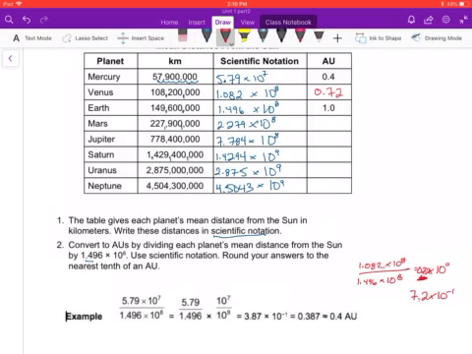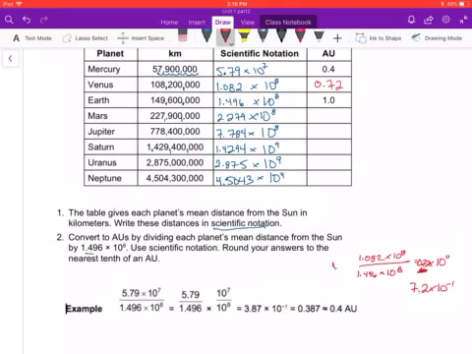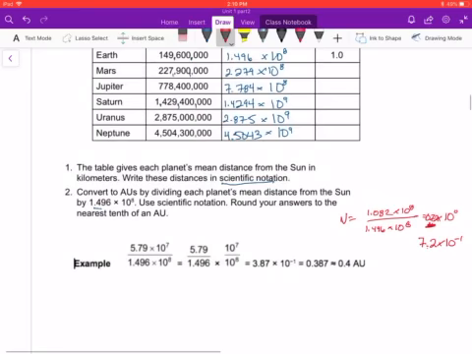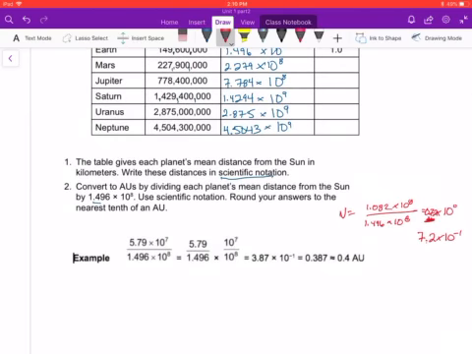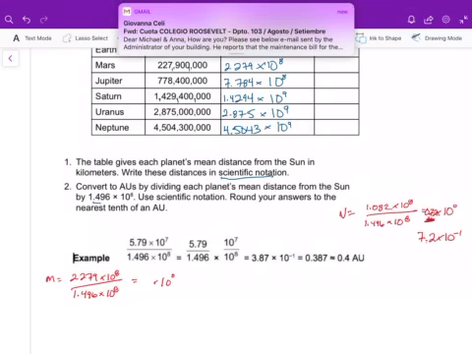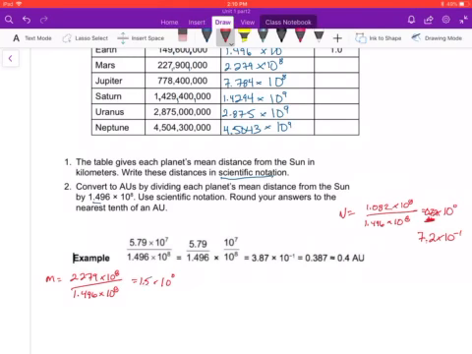And now let's look at the next one. Let's look at Mars's distance. So this was Venus. I'm going to do Mars. I got a little bit of room here. I'll start over here. Mars is 2.279 times 10 to the 8th divided by 1.496 times 10 to the 8th. It's going to be 10 to the 0 again. Let's see what 2.279 divided by 1.496 is. 1.5 about. So this one's going to be about 1.5.